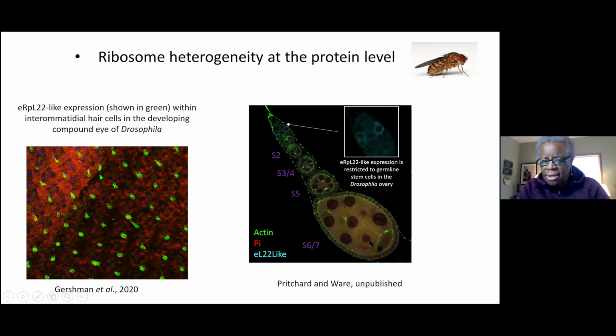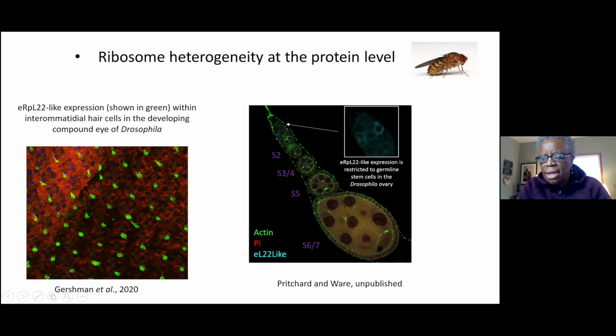On the right-hand side here, I show you an image from the ovary in Drosophila. And in the ovary, we find that L22-like is expressed in germline stem cells up here in this part of an ovariole, which happens to be the home for developing oocytes. And so the more mature follicle is here, with the oocyte depicted at the very bottom. But as you can see, only in the germline stem cells do we find expression of L22-like.